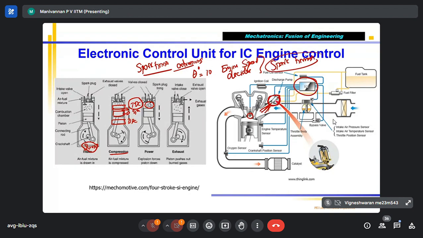Now I will show this. I have the spark timing map. I will show you, then you will understand. So basically, this is how the engine works.